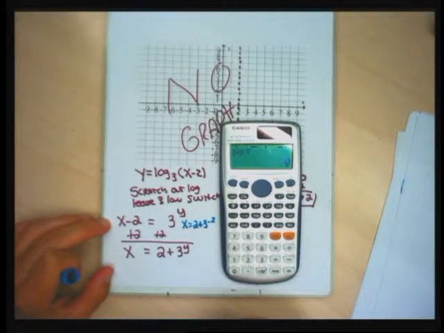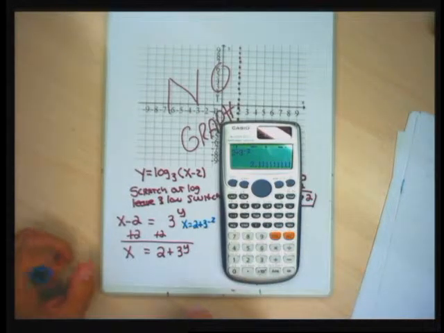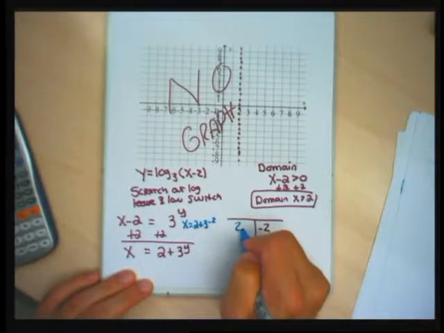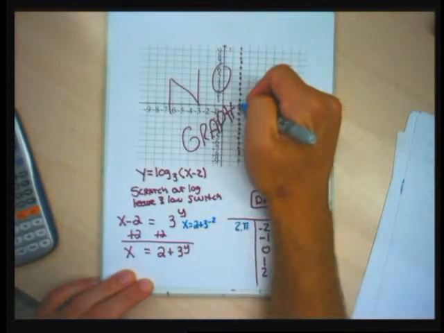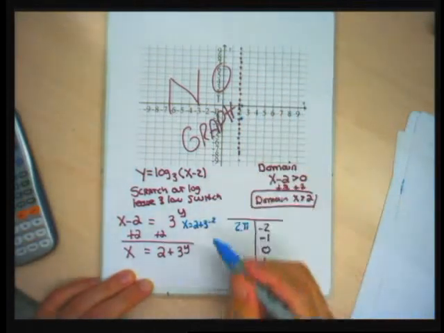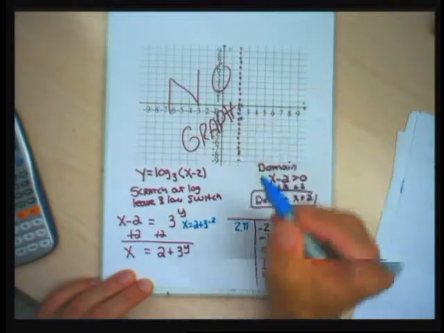And I get 19/9. I can't graph 19/9. Let me make it into a decimal. 2.11 repeating. So the first point I'm going to graph is 2.11 repeating, negative 2. And on my graph, 2.11 is just to the right of 2 and then down negative 2. So that point's about right there. So it's just to the right of 2, 2.11, and down negative 2.